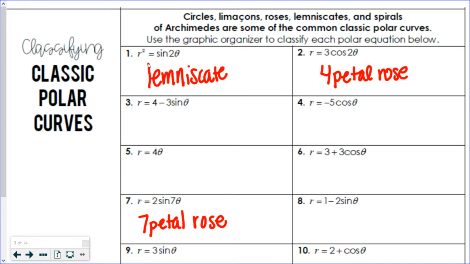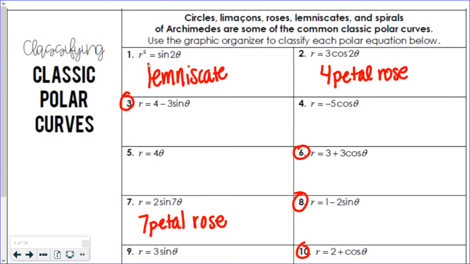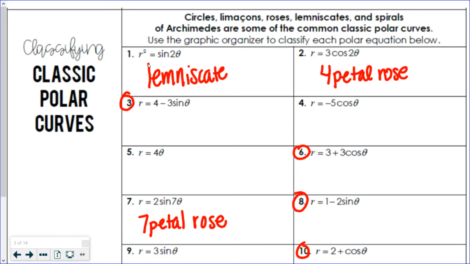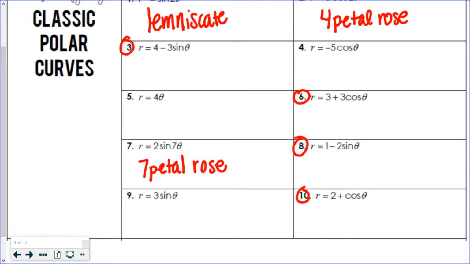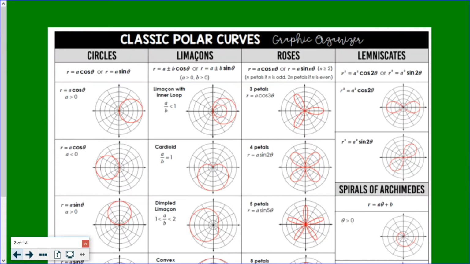Now if you look at number 3, number 6, number 8, and number 10, all of these have some number, and then it's plus or minus a sine or a cosine. So for all of these where you see the addition or subtraction symbol in there, those are going to be limaçons. And a limaçon has 4 different varieties. And if you go back to here, you'll notice the different varieties here.